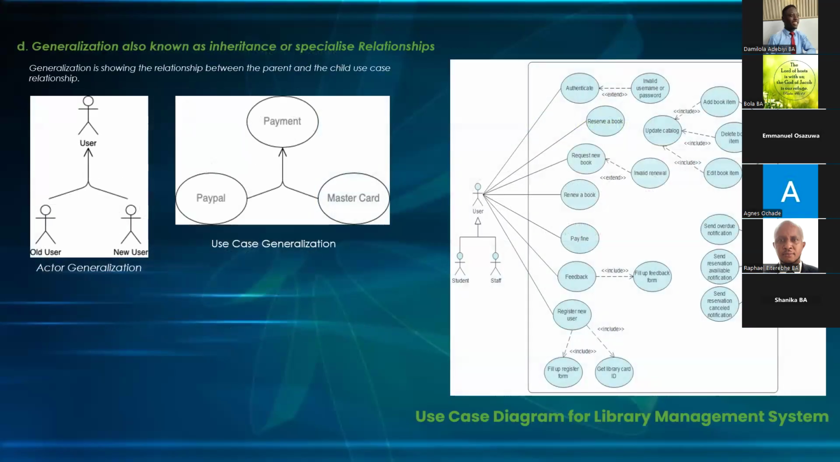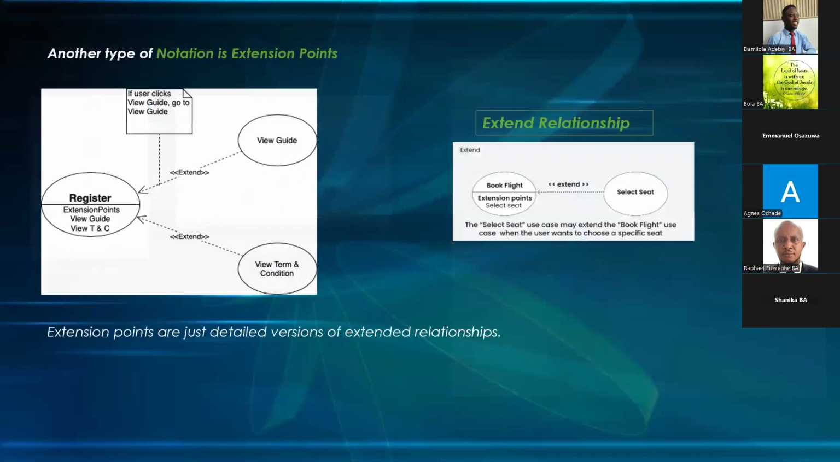Now, do we understand the concept of extend? Do we understand the concept of extend? Because the next relationship is a more complicated extend. We call it extension point. So let's look at this.